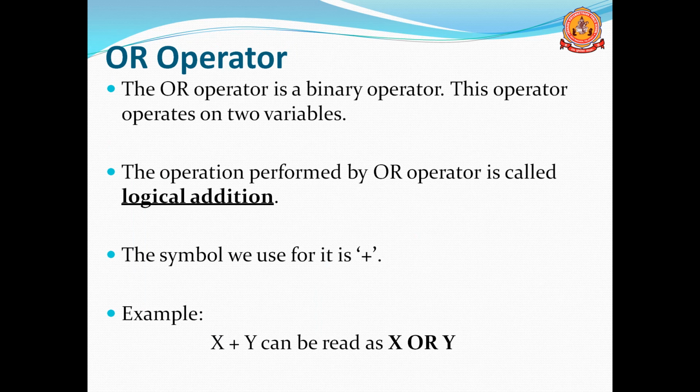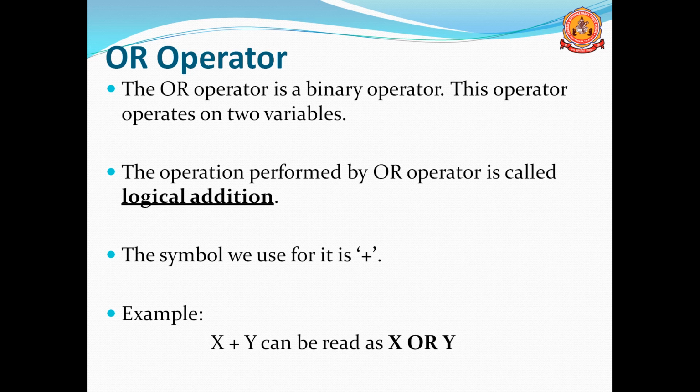The OR operator is a binary operator. This operator operates on two variables. See, the NOT operator is a unary operator, but the OR operator is a binary operator, because it operates with two variables. Two variables are required to perform the OR operation.